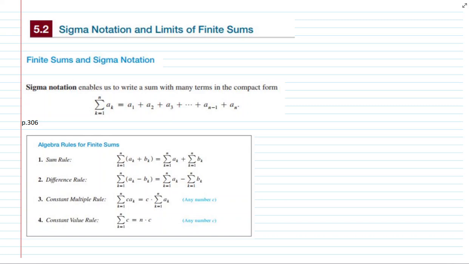Right, we're going to start section 5.2, getting into definite and indefinite integration. Definite and indefinite integration is usually the measure of area under a curve, getting ready for getting volume as well as we rotate things around the x or the y axis. But for right now, we're looking at finite sums and sigma notation.